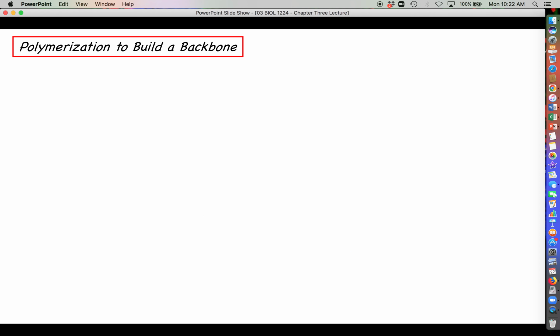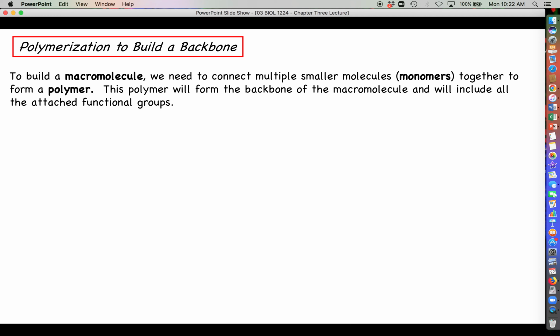Okay, so let's introduce a new concept here. How are we going to build a macromolecule? And more particularly, how are we going to build that carbon-carbon skeleton, or backbone, if you will? So if we're going to build a molecule, the way we're going to do it is we're basically going to treat it like building with Legos or building blocks. We're going to take a bunch of little smaller building blocks, which are called monomers, and we're going to attach them together to form something much bigger and much longer, which is called a polymer. So this polymerization we're dealing with here is how we build all of our macromolecules, our proteins, our carbohydrates, our lipids, and our nucleic acids.